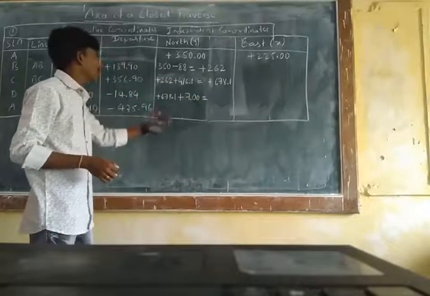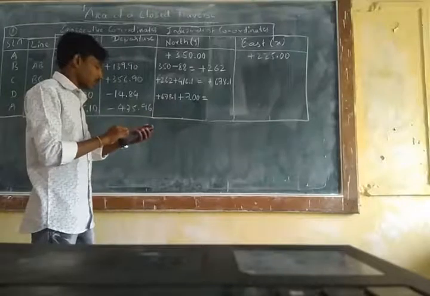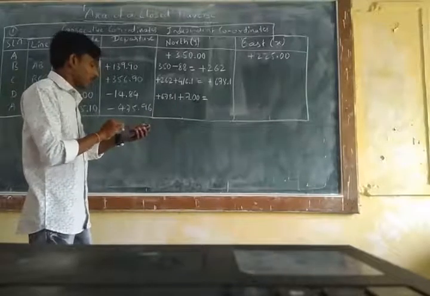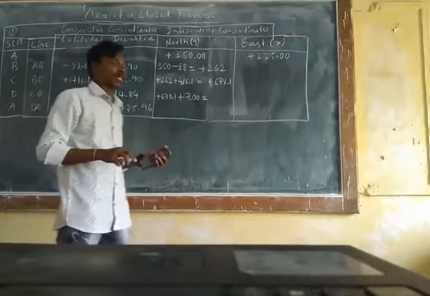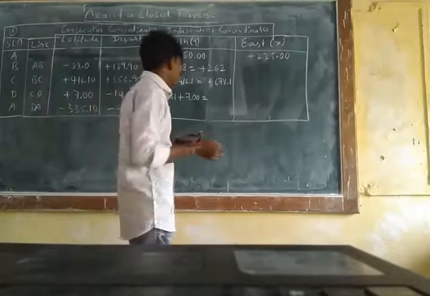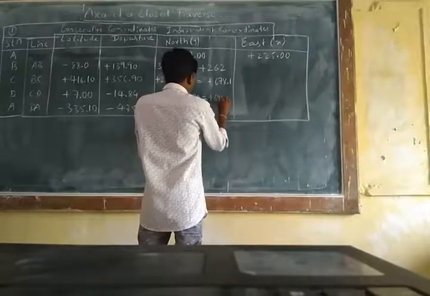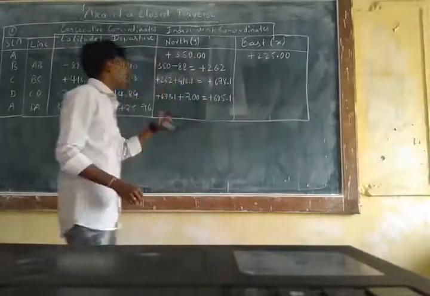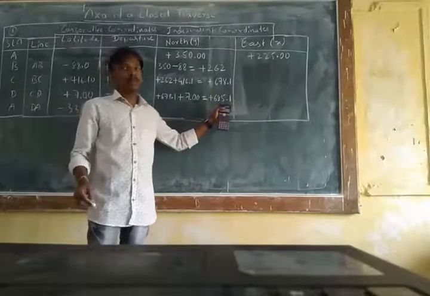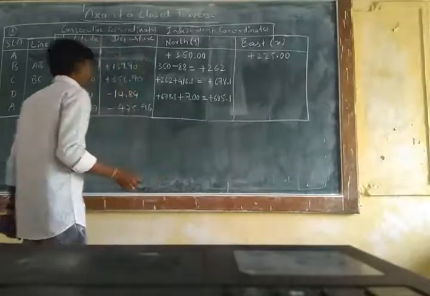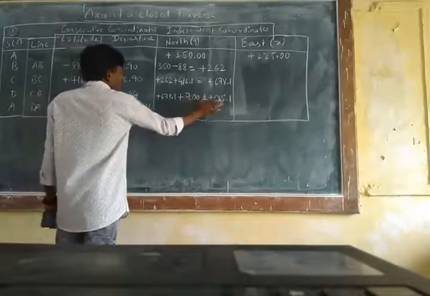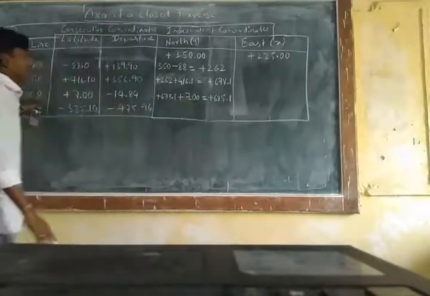Now calculate, just add 7 to this number, 678.1 plus 7, and that will become 685.1, and that value is positive. So plus 685.1. So this is the y coordinate for the CD line.